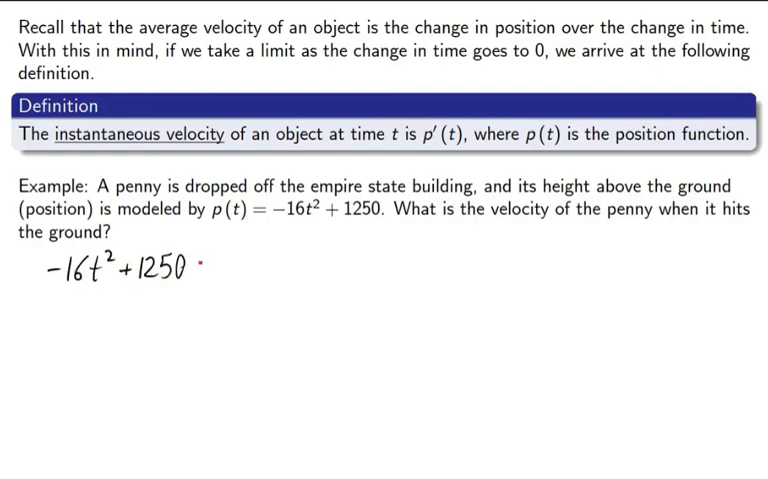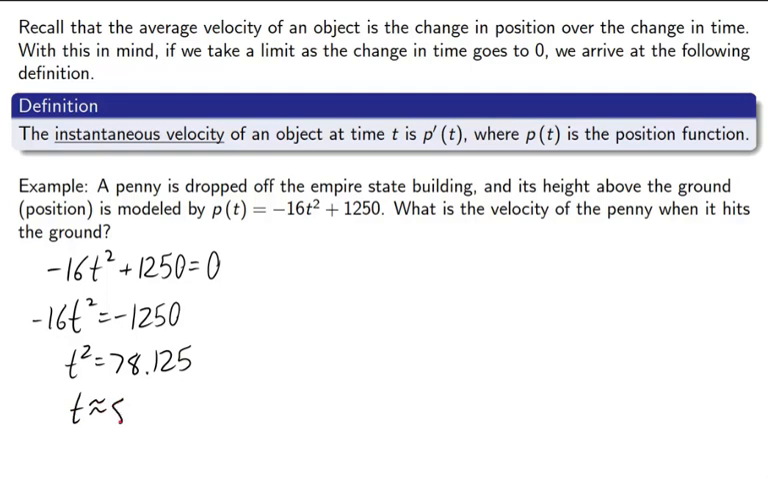So to do that, let's set it equal to 0, 0 being the height when it hits the ground. I get -16t squared equals -1250. t squared equals 78.125 is what I get. And taking the square root of that, t is approximately 8.839 seconds. That's a pretty long fall.